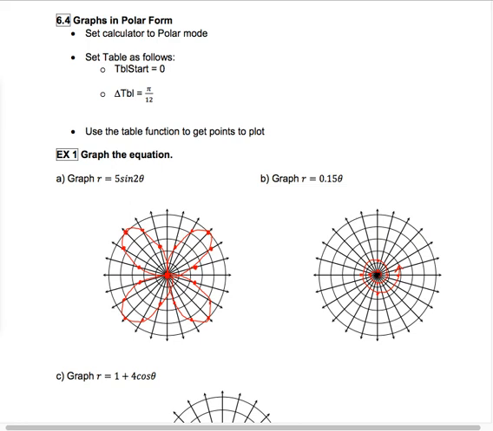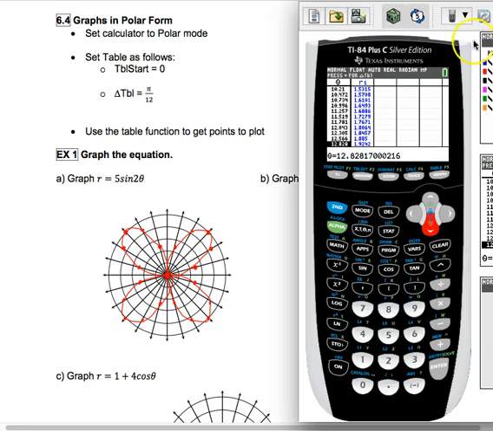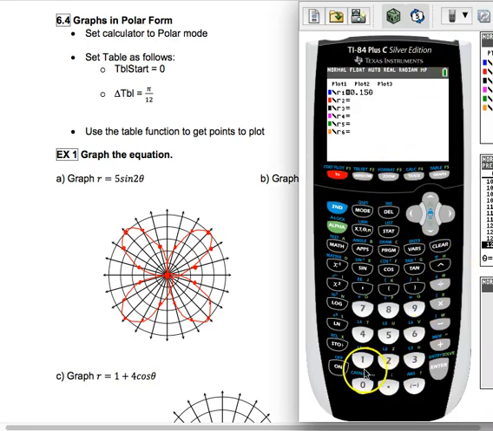Okay, so next one, we have 1 plus 4 cosine theta. And if you look at the format here, we see that this should give us the third graph down on what we see on the back. So 1 plus 4 cosine theta is what we're going to type in. 1 plus 4 cosine theta.